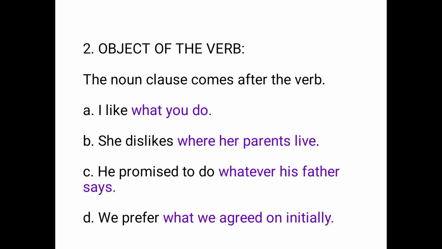He promised to do whatever his father says. Whatever his father says is the noun clause and it is object of the verb to do, because that is an infinitive, to infinitive. Then we prefer what we agreed on initially. What we agreed on initially is a noun clause and it functions as an object of the verb prefer.